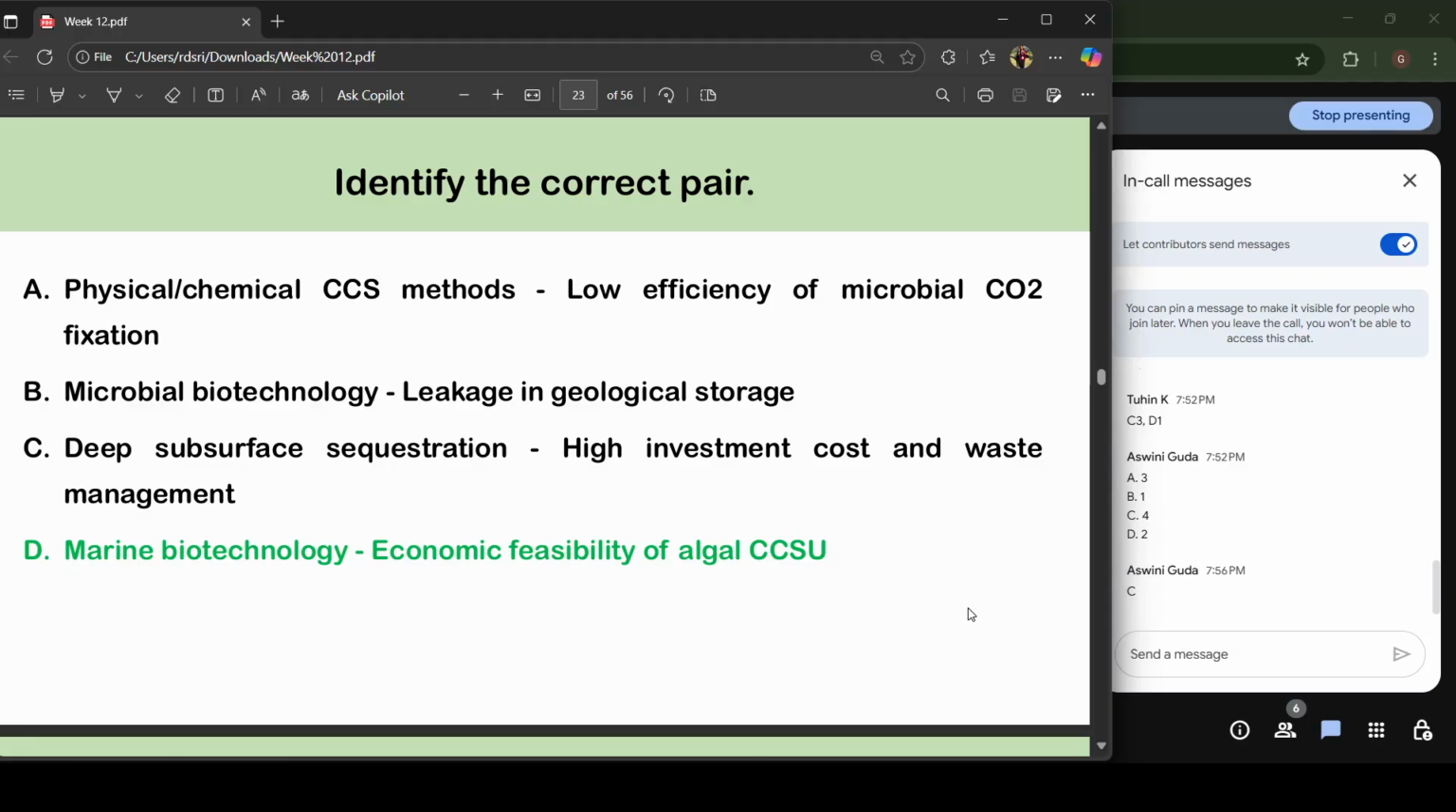And in microbial biotechnology, that maps actually with the pair of A, which is low efficiency of microbial carbon dioxide fixation. When you talk about deep subsurface sequestration, that pairs with leakage in geological storage. So actually, all these A, B, C are juggled. So when we talk about the physical or chemical process, there comes this problem of high investment cost and waste management. In microbial biotechnology, the efficiency is suspected to be low, and in deep subsurface sequestration, you have the problem of leakage in geological storage. Whereas in marine biotechnology, it depends on the economic feasibility of carrying out algae based carbon capture and utilization.